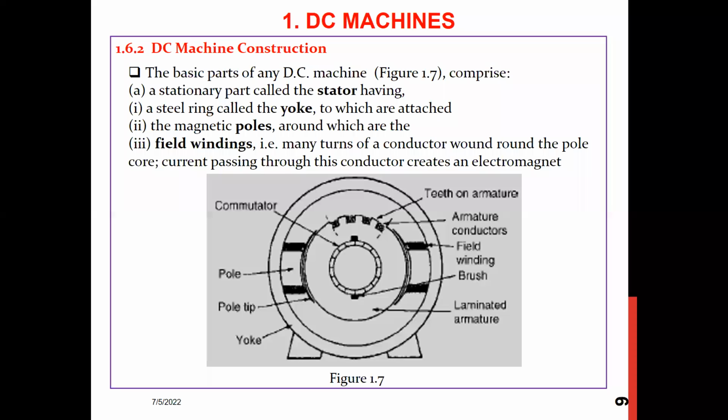In this video, we're going to discuss DC machine construction, the various parts in a DC machine, including the stator, the rotor, the yoke, the poles, the field windings, the armature conductors, the brushes, and of course, the frame, which is the outer part of the machine. So going back to our diagram in figure 1.7, we can see different parts of a DC machine, including the stator, which is the stationary part, normally the outer part of the DC machine.